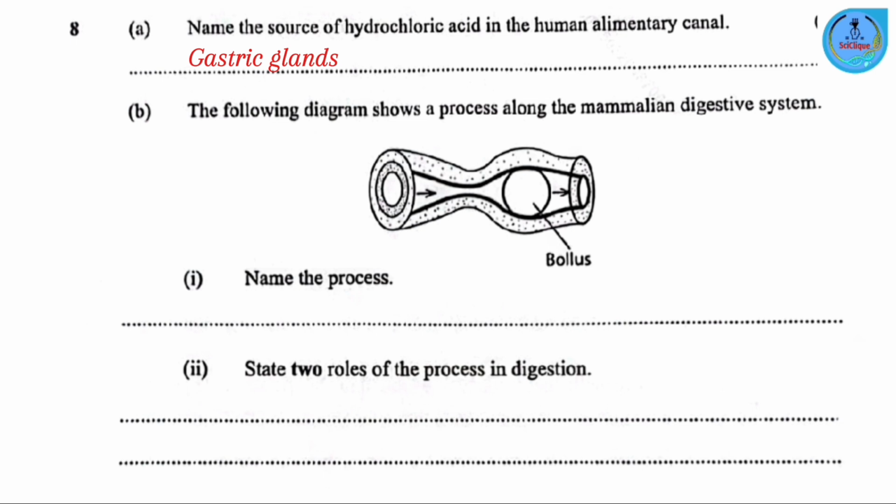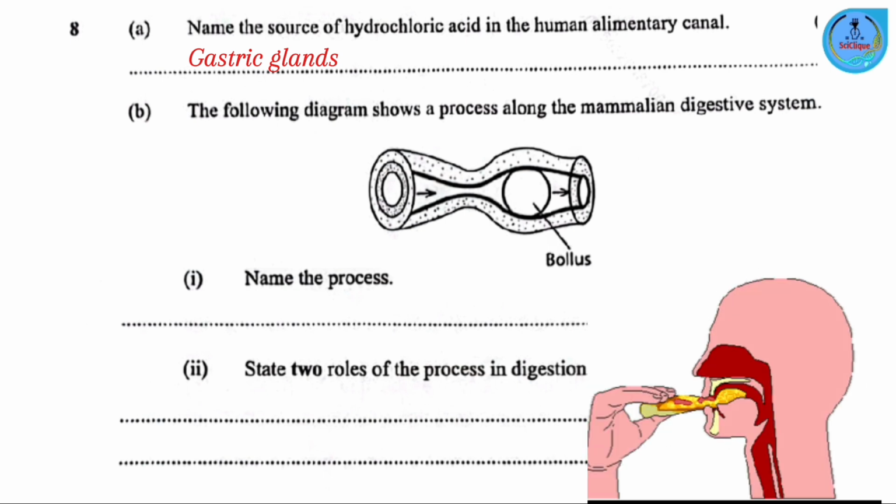So if we look at the diagram, we can clearly see that we have this ball, it's called the bolus, and it's moving. So we can tell by the direction of the arrow that it's moving from one point to the other. Now, for this explanation, I'm going to start from the beginning of the digestive system. This is revision, right? So the beginning is the mouth.